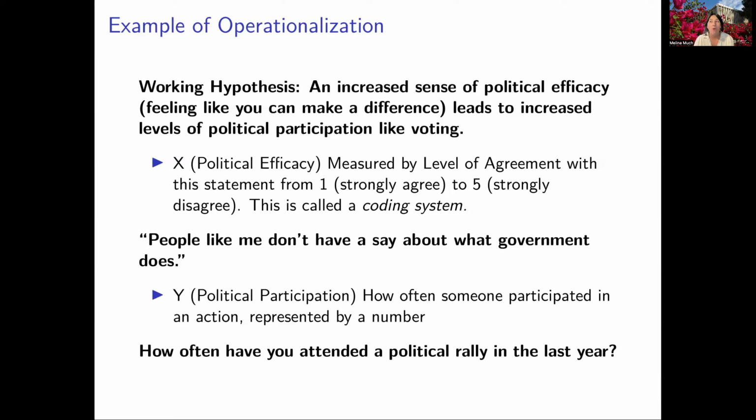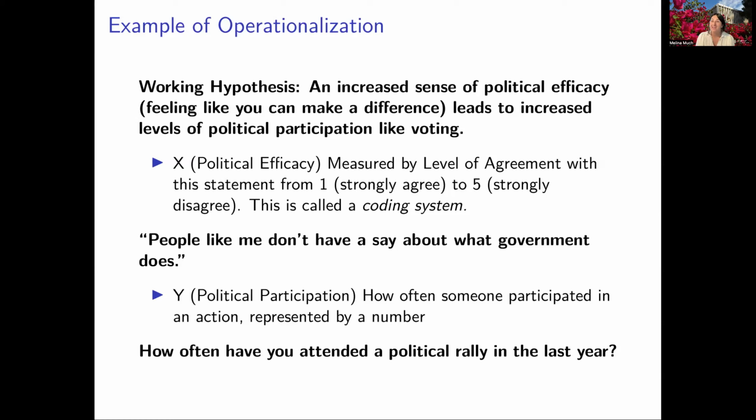We can see how efficacious someone feels by asking them on a scale of 1 to 5, how much do you agree with this statement? With 1 being strongly agree and 5 being strongly disagree. And they can pick any discrete, set value between 1 and 5. Discrete means it's not continuous, so they can't pick 1.2 or 2.6. They have to pick 1, 2, 3, 4, or 5. This kind of Likert scale of 1 to 5 is called a coding system, and it's systematic across all the respondents of your survey.